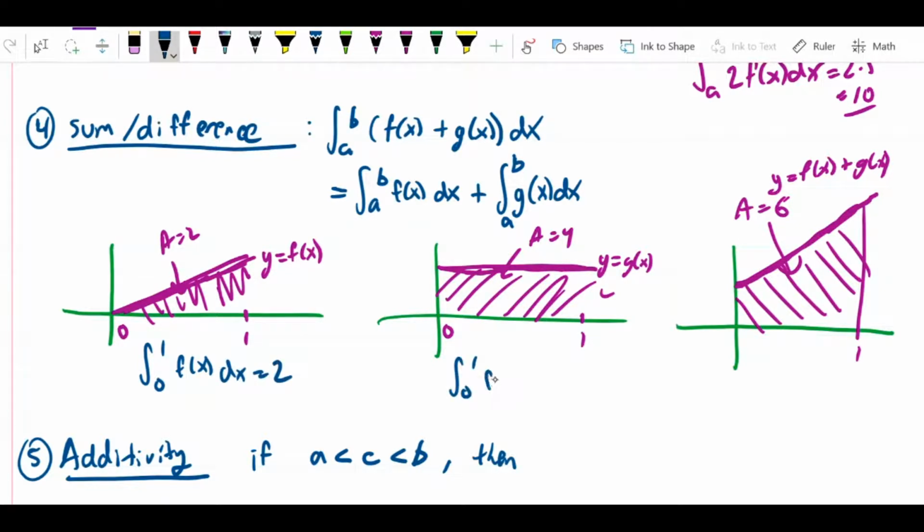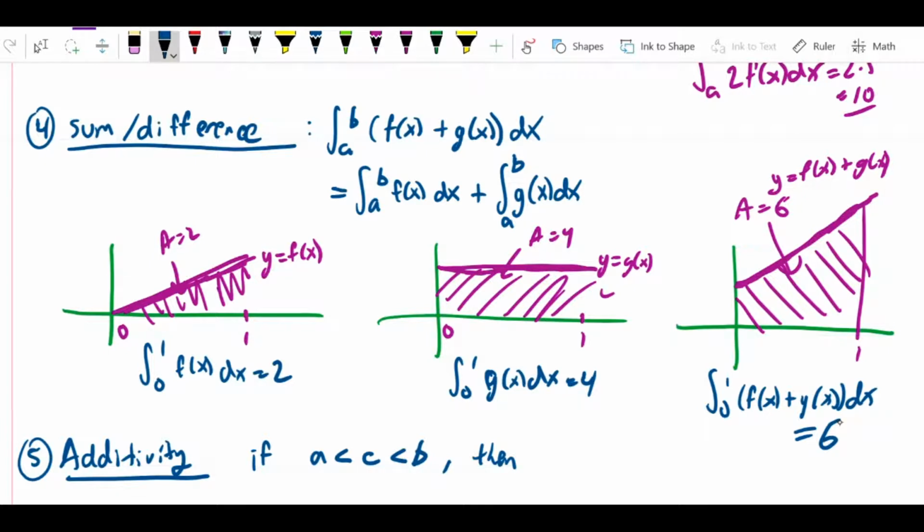This is the integral from 0 to 1 of g of x dx, and that equals 4. And here this is the integral from 0 to 1 of f of x plus g of x dx, and that equals 6. In other words, it equals 2 plus 4. So that's what this rule is saying.